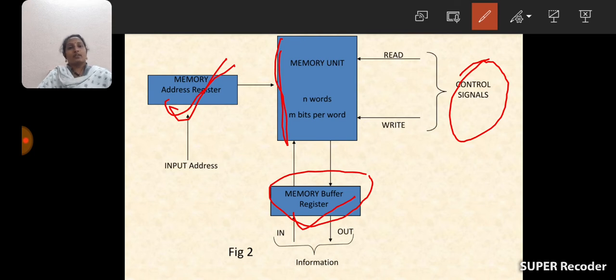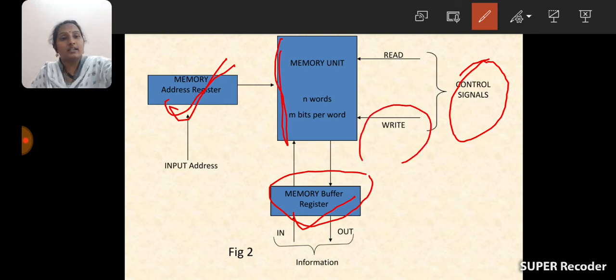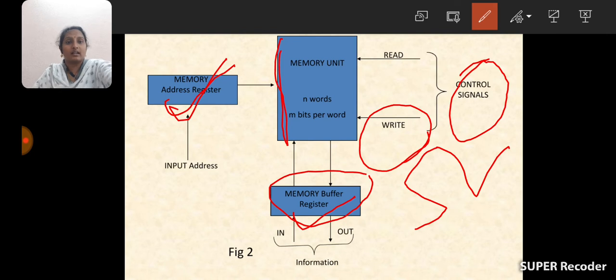Next, the control signals are used to indicate whether the memory is under write operation or read operation. To enter the data into the memory, the write signal is enabled, meaning we apply the clock pulse across the write. Then only the write operation is enabled. Now we are able to enter the data into the memory.